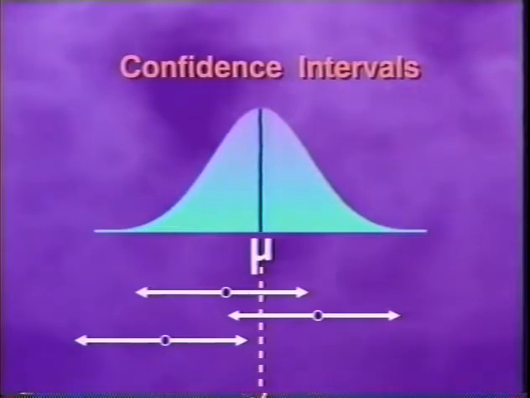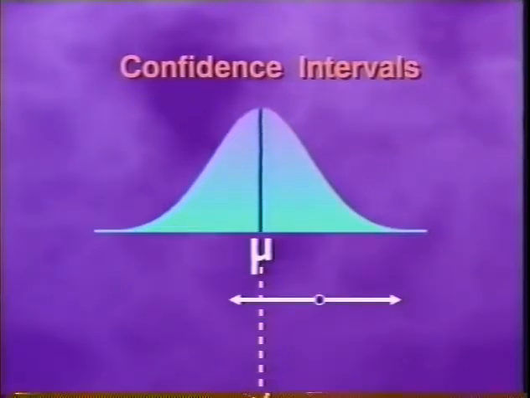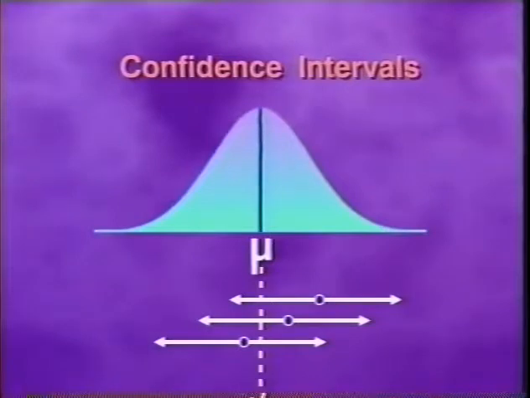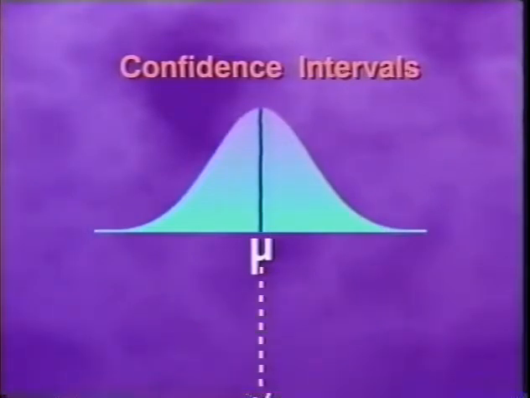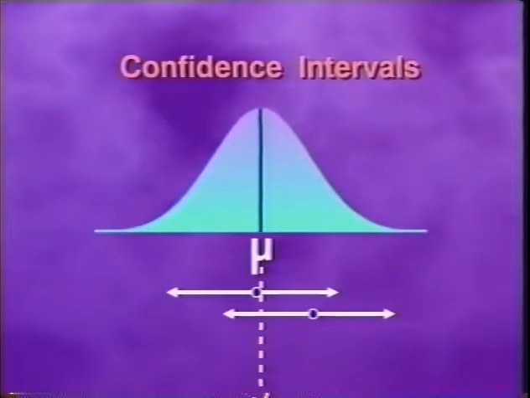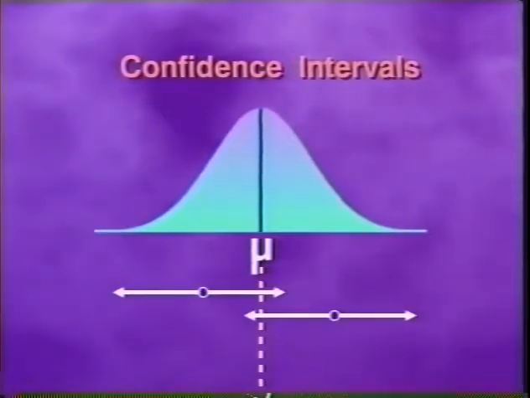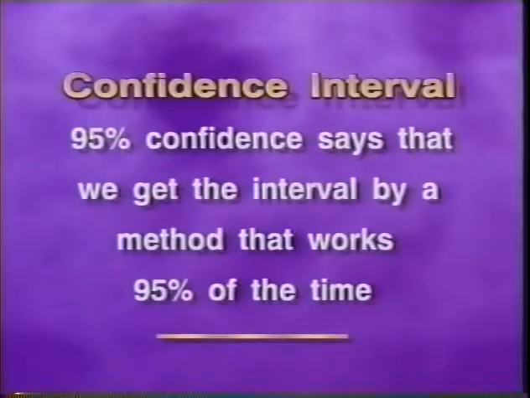That one missed. We can never know whether a particular X bar, like the one we came up with for Will's blood pressure, is a hit or a miss. But we do know that as we continue to take samples, we will catch the true value of mu 95% of the time. In other words, the probability that the method works is 0.95. So when we say that we are 95% confident that Will's blood pressure lies between 114.8 and 145.2, we mean we got this interval by a method that works 95% of the time.